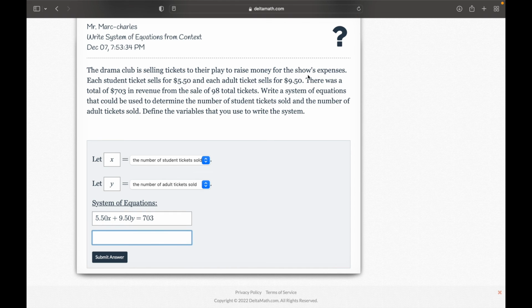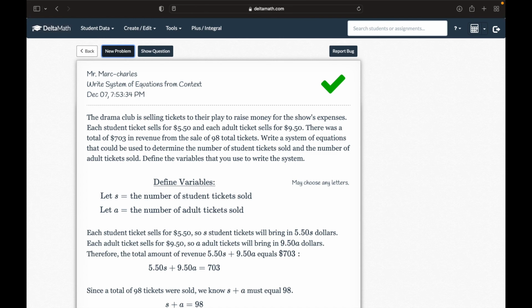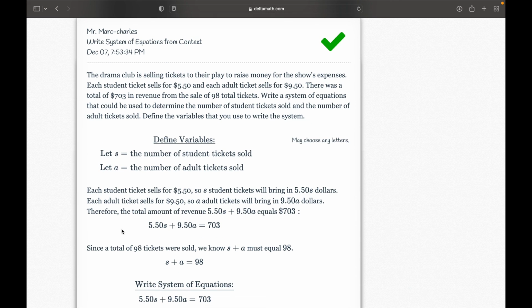And then what's the next part asking? And there was a total of 98 tickets. 98 tickets was the total amount of tickets sold. So there were two types of tickets. There were student tickets and adult tickets. Student tickets and adult tickets, total of 98 tickets sold. The prices go here, the number of tickets goes here, the revenue goes here. There we go.